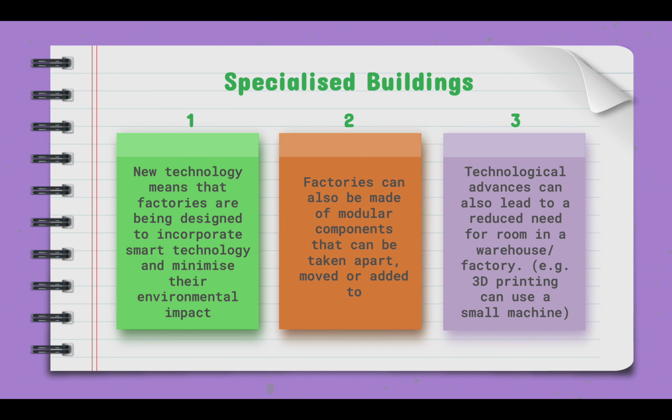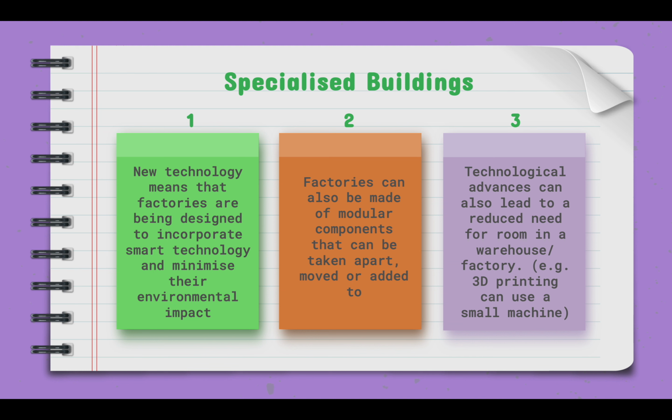Let's look now at some specialized buildings and how they can help improve manufacturing processes. New technology means that factories are being designed to incorporate smart technology and also to minimize the environmental impact. For example, using new water recycling systems to reduce water waste. Factories can also be made of modular components that can be taken apart, moved, or added to, so you can have extra production space that can be added if needed.